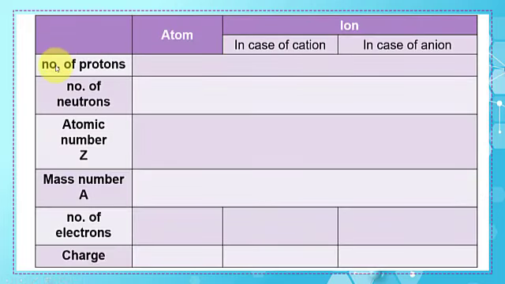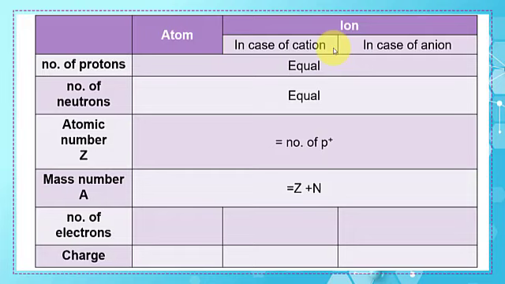So as a conclusion, the number of protons in an atom and ion is equal. The number of neutrons is also equal. The atomic number Z is equal because they have the same number of protons. And the mass number A is equal to Z plus N in both cases, so it is also equal. The difference is only in the number of electrons and the charge.